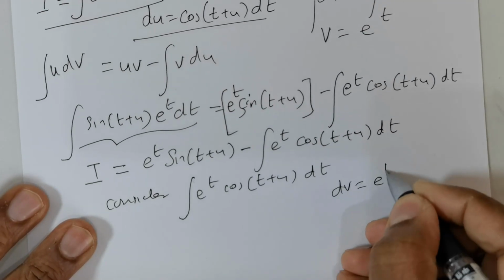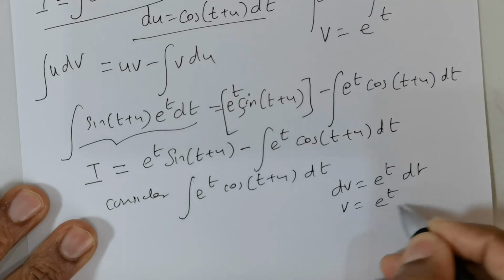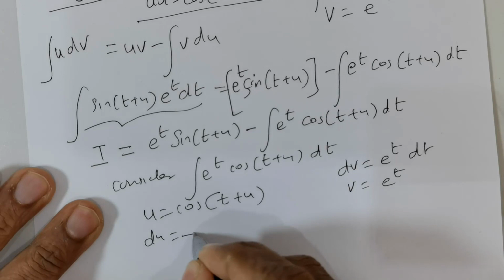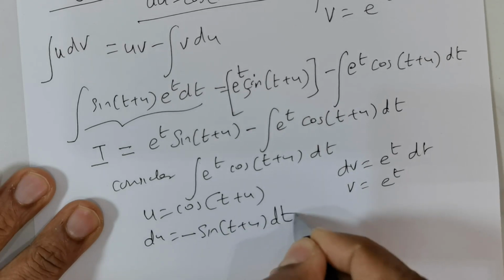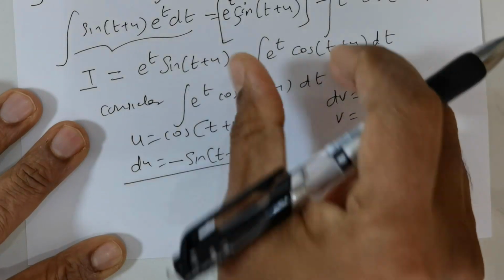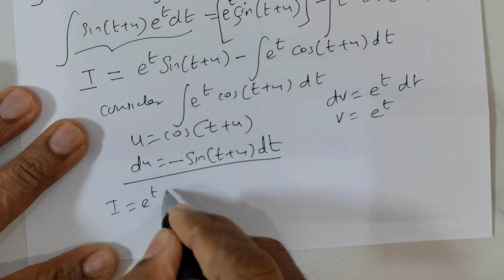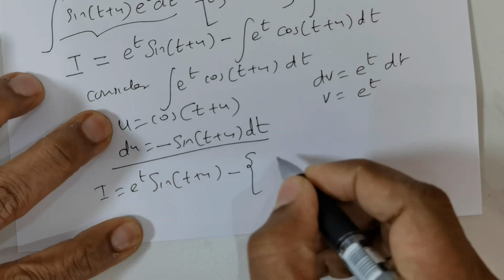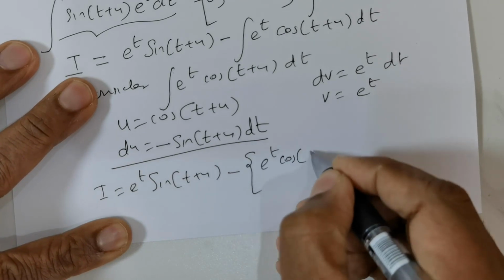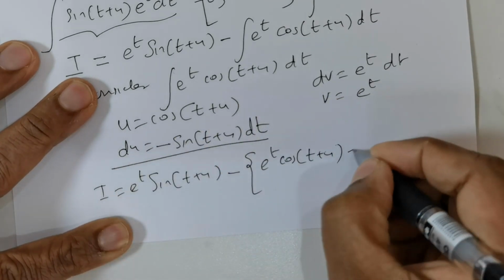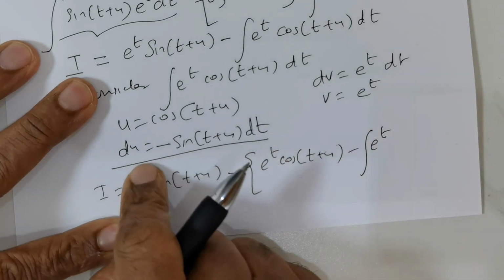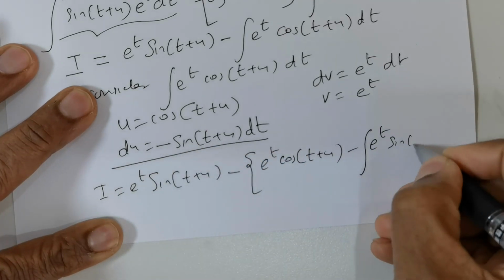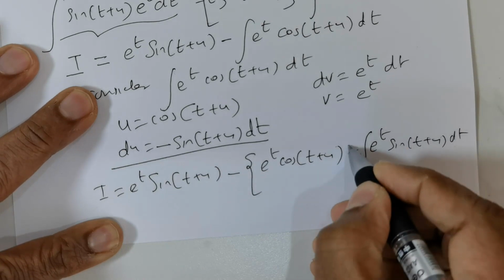So my dv is e raised to the power of t dt, my v is e raised to the power of t, my u is cos of t plus u, my du is negative sine of t plus u times dt. So you substitute over here, so you get I is equal to e raised to the power of t sine of t plus u, negative uv, that's going to be e raised to the power of t cos of t plus u, negative integral v du, so e to the t, du is, you have a negative sign, so this is sine of t plus u times dt. You have a negative sign, this will become positive.